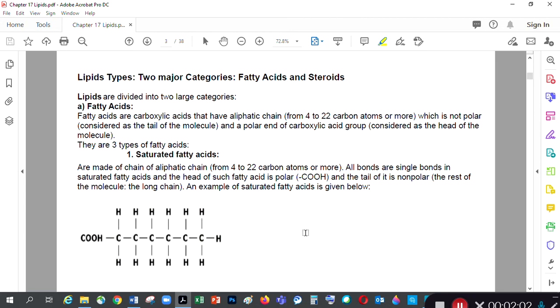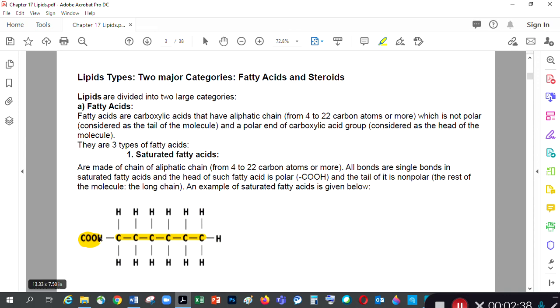A fatty acid is nothing more than a normal carboxylic acid, but this time we speak about a long chain, from 4 to 22 carbons, or it can go to more than 22 carbon atoms within the chain itself. As you can see here, this is the long chain. This is the non-polar part, correct? And the carboxylate ion is the polar part.